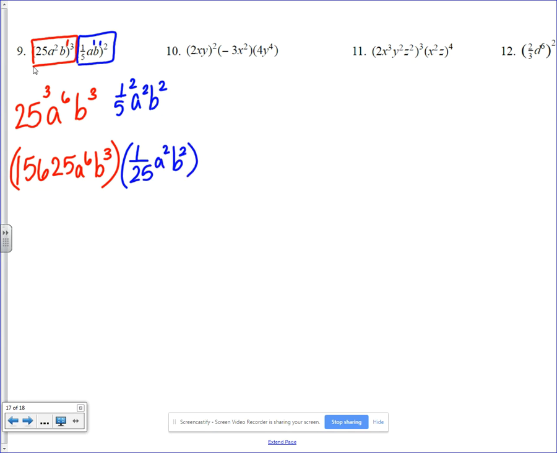So the hard part's now over, Cody, thank goodness. Now it's just a multiplication problem. So what do I do with these coefficients? Okay, so I need 15,625 times 1/25. Oh, try it again. 15,625. It should come out to be a nice number. I think it should be 625. Let's make sure his calculator is working okay.